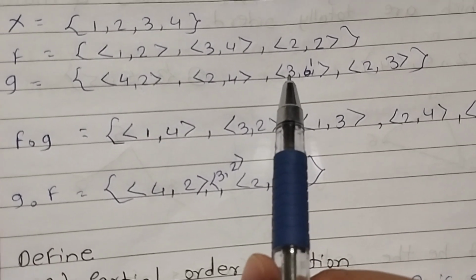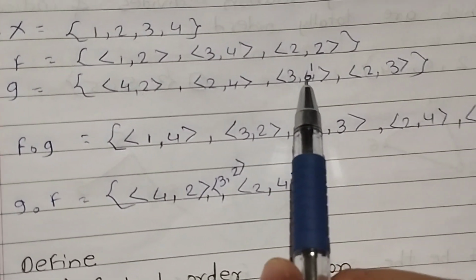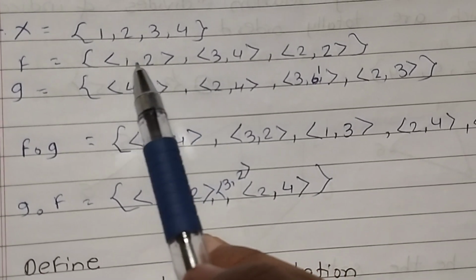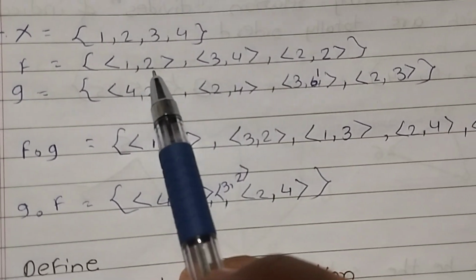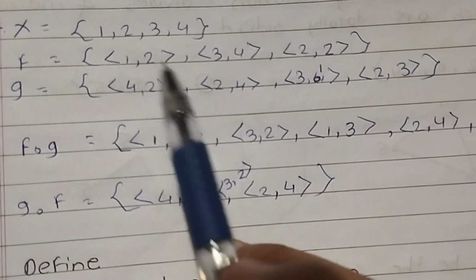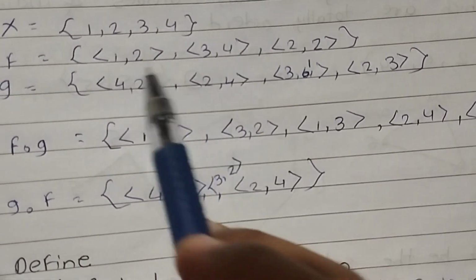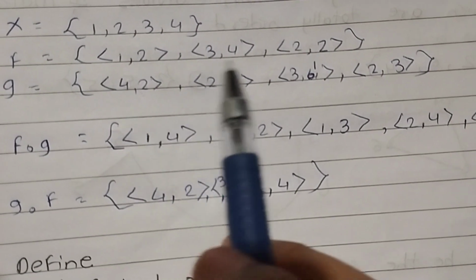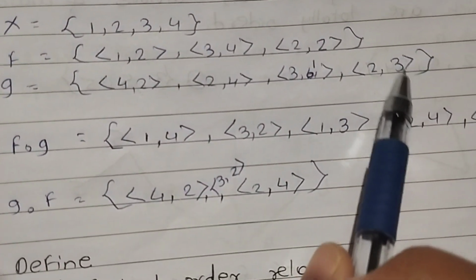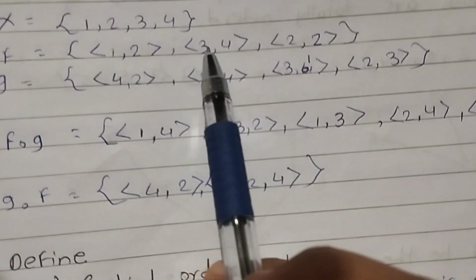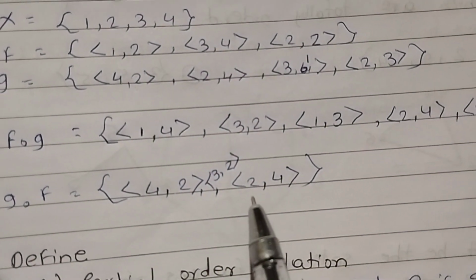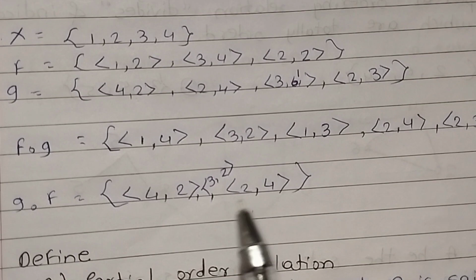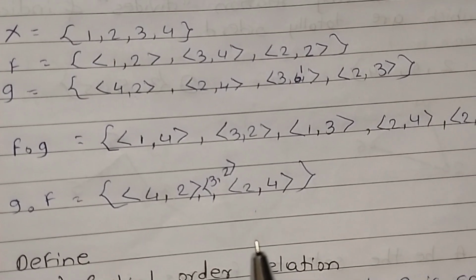Now (3,1). Any element starting from 1? Yes, here (1,2). So the next pair is (3,2) because 1 is cut. (3,2). And the next one is (2,3). Any element starting from 3 as here? So the element is (2,4). I hope you get the idea about the composition of the binary relation.